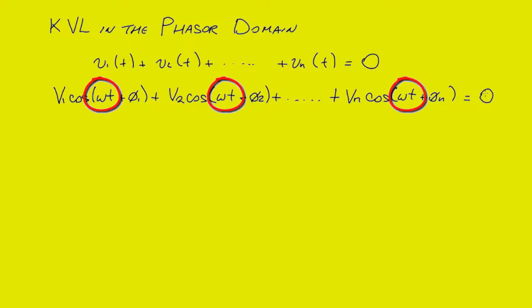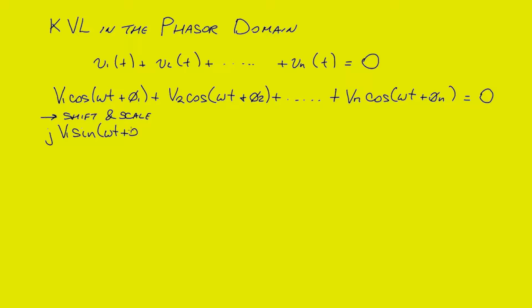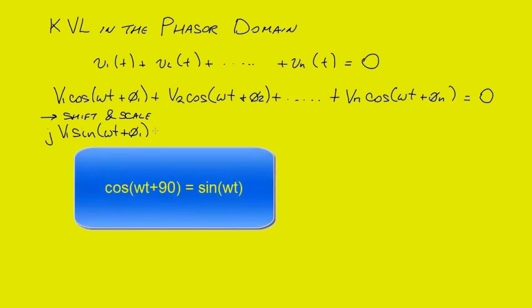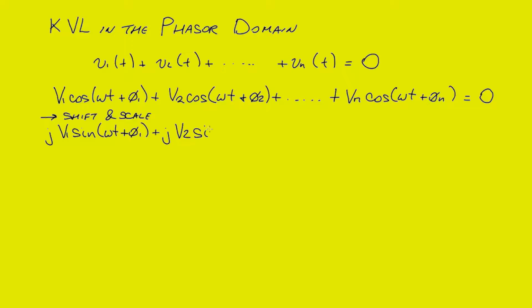Now we've put in all signals at the same frequency, which is what we need to do for phasor analysis. I can shift and scale this. I can scale by the imaginary constant j, and if I shift them by 90 degrees, the cosine becomes a sine function. And I will end up with V1 sin(omega t plus the same angle). I've added 90 degrees, but I've taken that up by converting it into a sine function. For the next term, I'll have j with an amplitude V2 sin(omega t plus, again, the same angle as before), plus all the way down to j Vn sin(omega t plus the angle n) will equal 0.